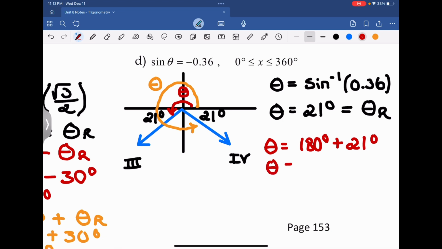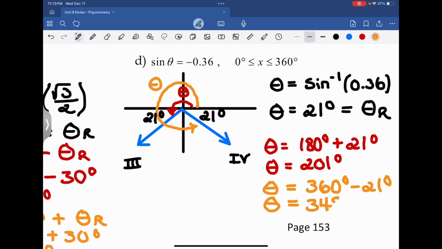This is going to give us a total angle of, red theta is equal to 201 degrees. Okay, for our orange angle, we have to take 360 degrees, which is a full rotation, and subtract away the 21 degrees. When we take 360 minus 21, well, 360 minus 20 is going to be 340, and then minus another 1 is 339. So our orange angle is therefore going to be equal to 349. Not 349, 339, my apologies.